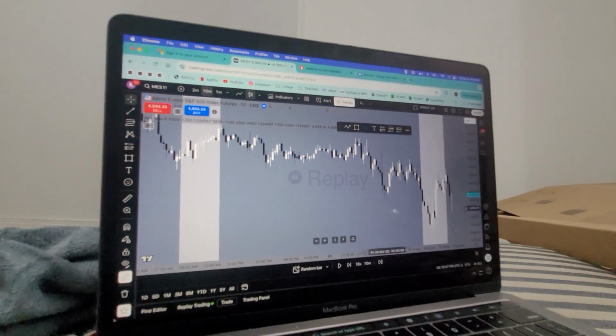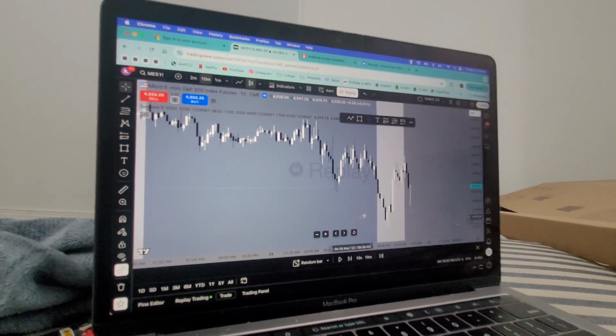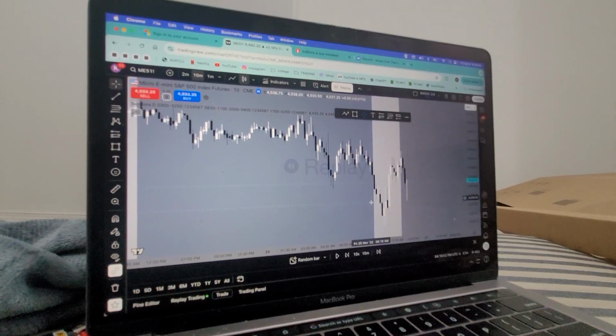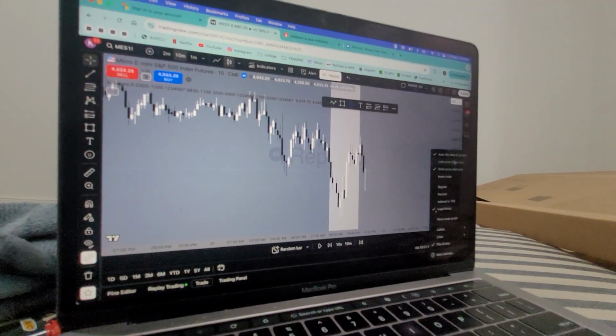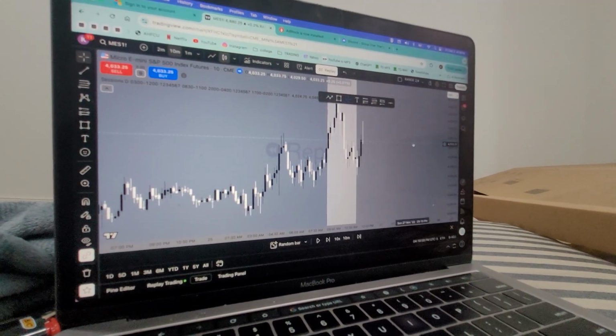Okay, I randomized the bar. I skipped it once because price was in an area where it just gapped up, and I don't really like trading in those types of situations. So I just skipped past it, and now we're on this one.